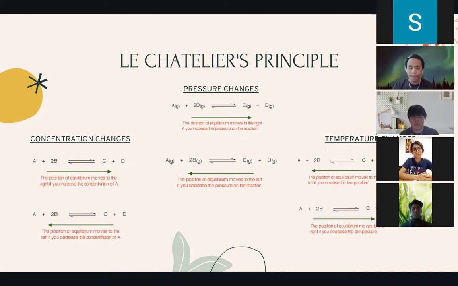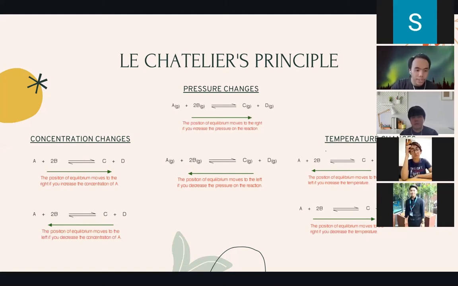Now, what if we decrease the concentration? In this opposite case, in which the concentration of A is decreased, according to Le Chatelier's principle, the position of equilibrium will move so that the concentration of A increases again. More C and D will act to replace the A that has been removed. As you can see in the second diagram, the position of equilibrium moves to the left if you decrease the concentration of A. Now, let us go to the second condition, which is the pressure changes.